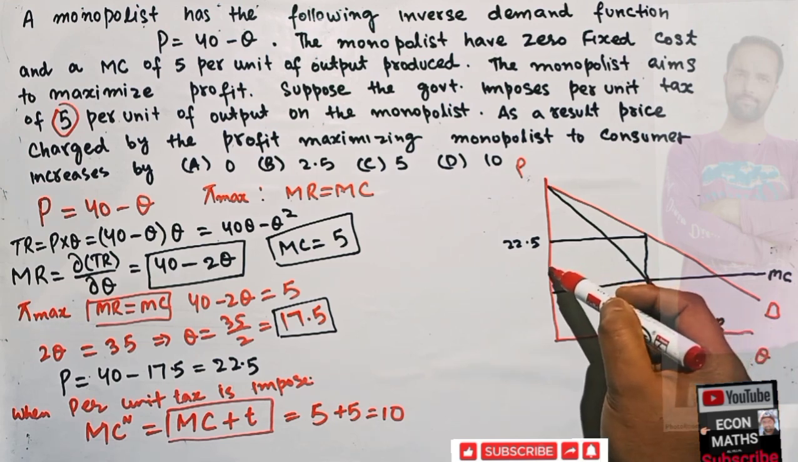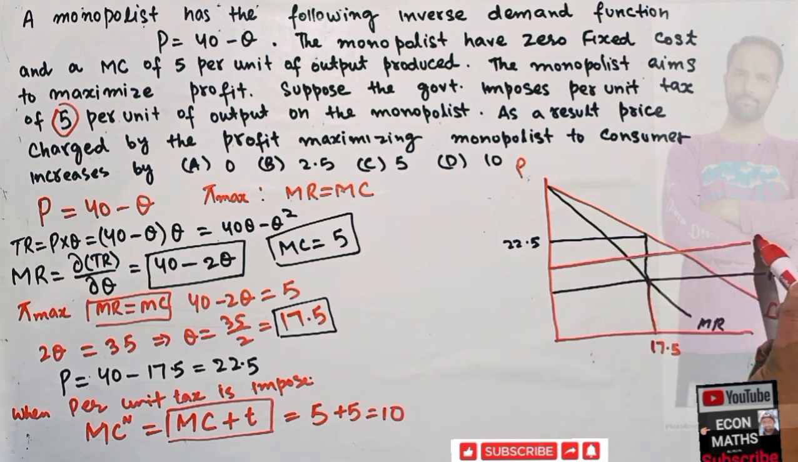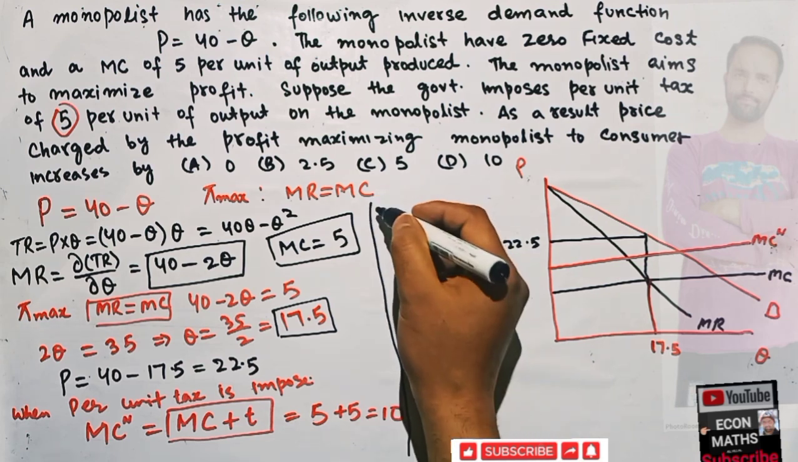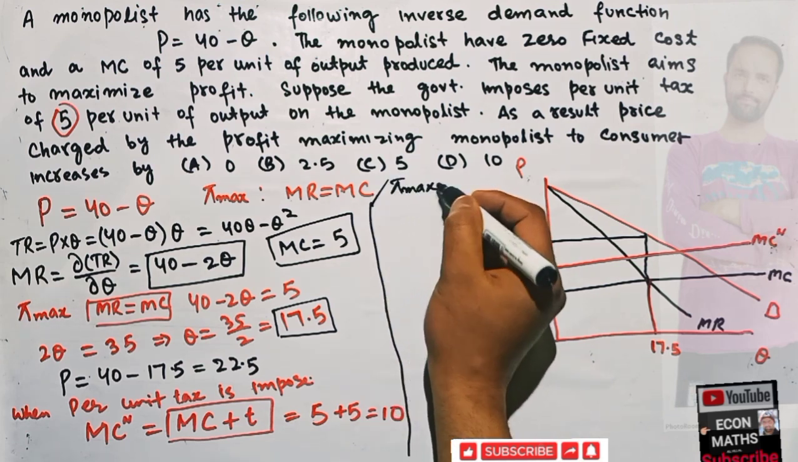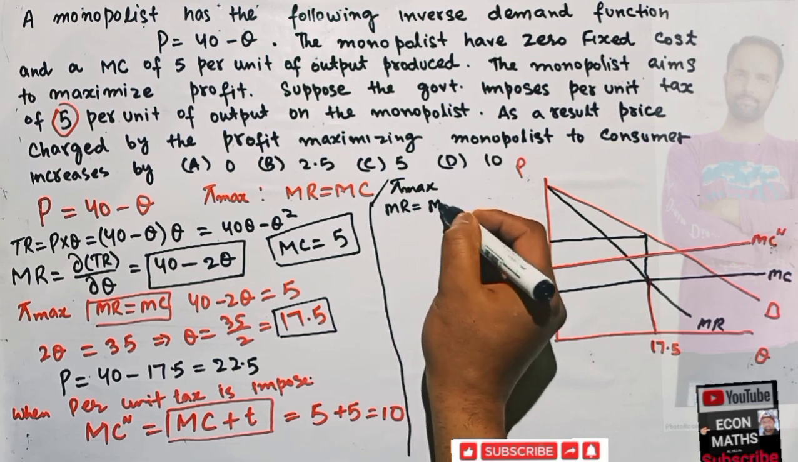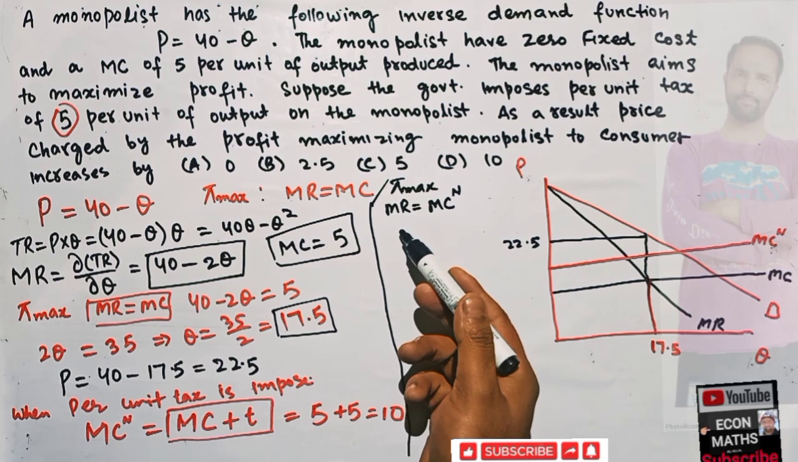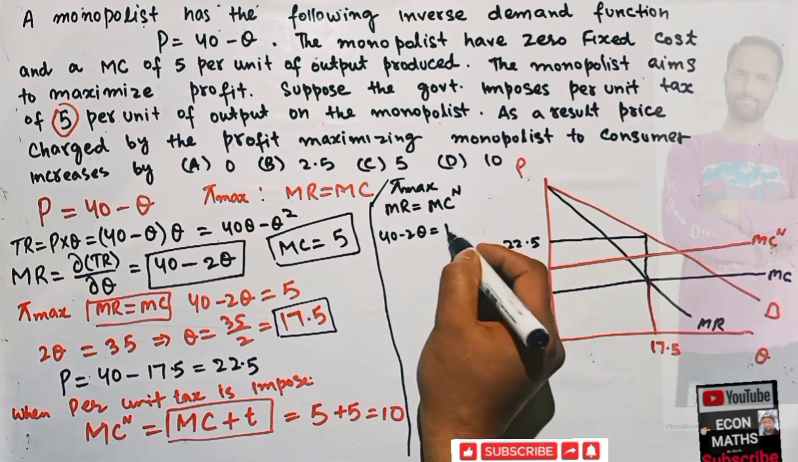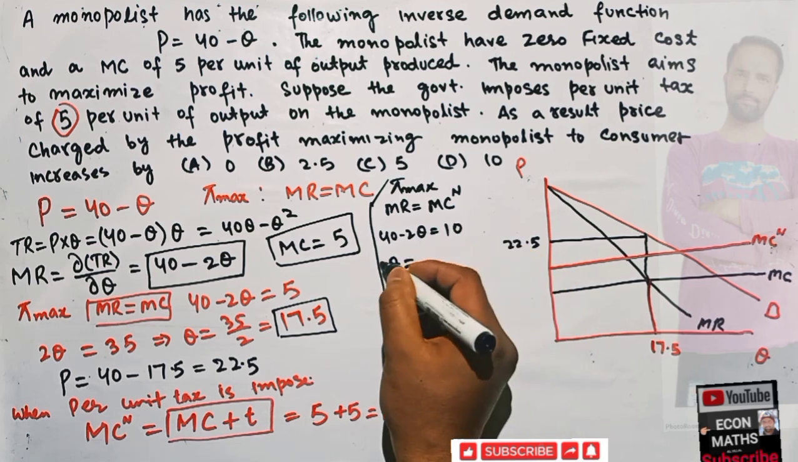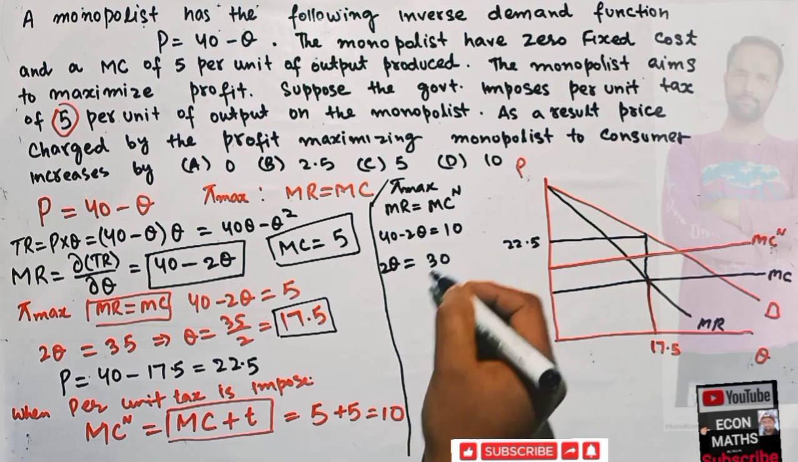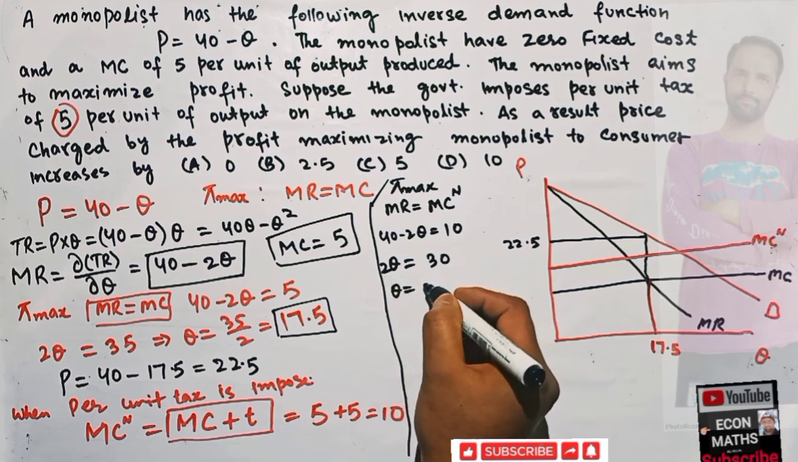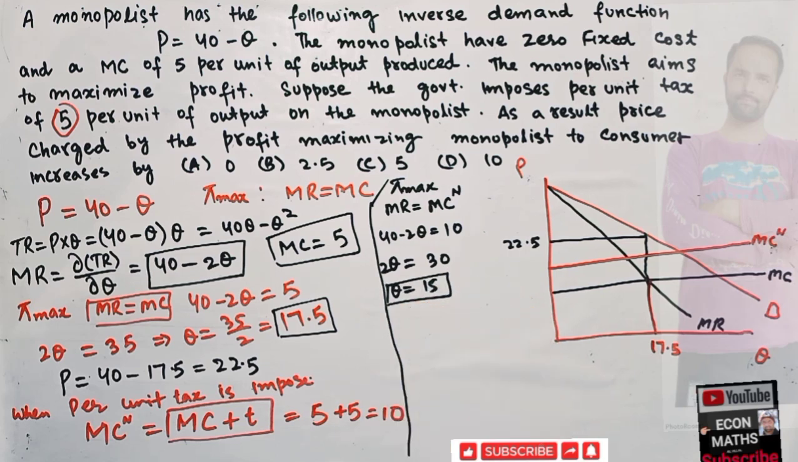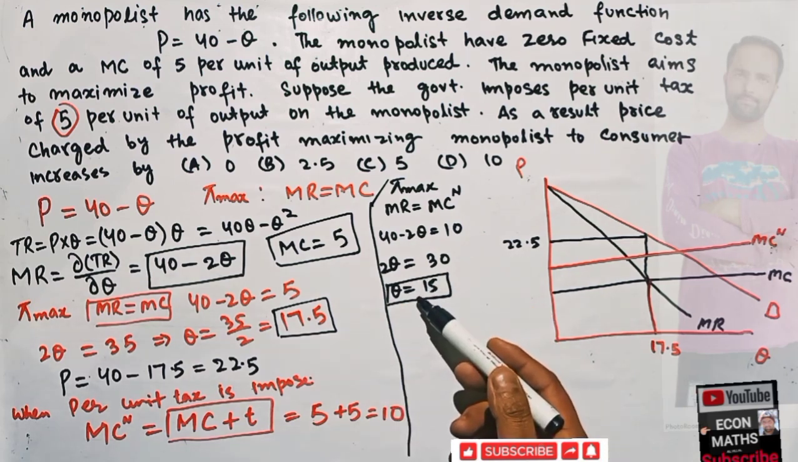So we can just draw another marginal cost curve. Let us say this is MC, and that means new marginal cost. Again profit maximization requires marginal revenue should be equal to the marginal cost, which is the new marginal cost. Marginal revenue is 40 minus 2q and new marginal cost is 10. Solving for q, so we have 2q is equal to 40 minus 10 is 30, which implies q comes out to be 30 upon 2 comes out to be 15. Okay, so when per unit tax is being imposed, quantity produced by the monopolist is 15.